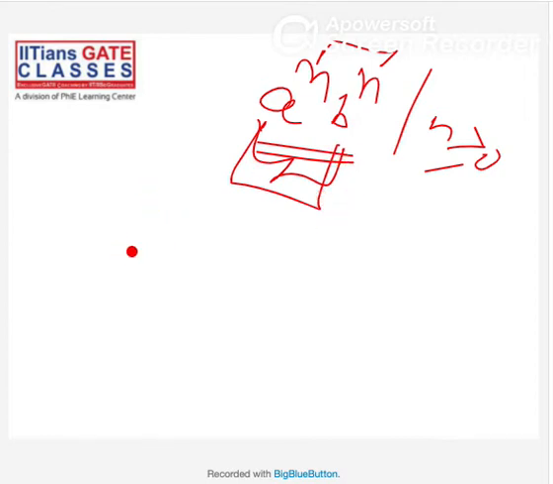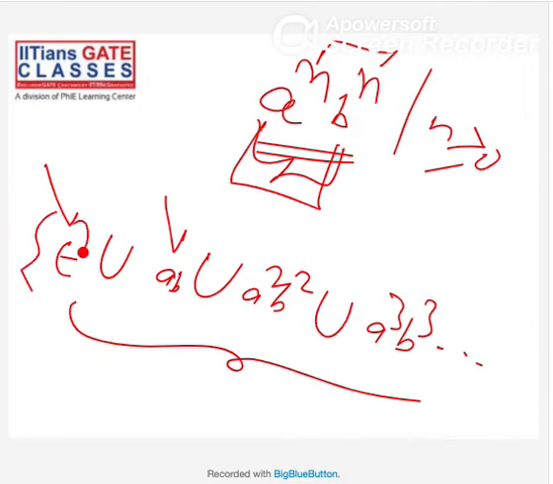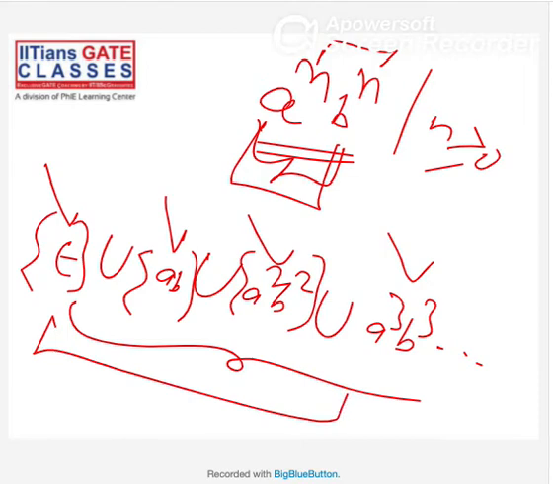But this a^n b^n, you can write it as an infinite union of regular languages very easily. How can you write it? Epsilon union ab union a^2 b^2 union a^3 b^3, and so on. You can see that epsilon is regular, ab is regular, because every finite language is regular. So this is a finite language, this is a finite language, this is a finite language, each is regular, and you are taking their infinite union.